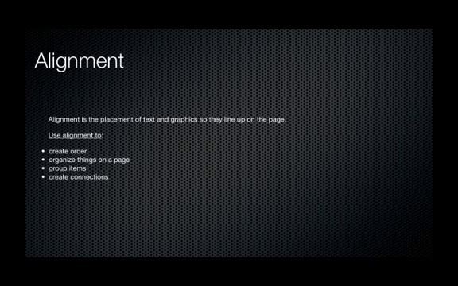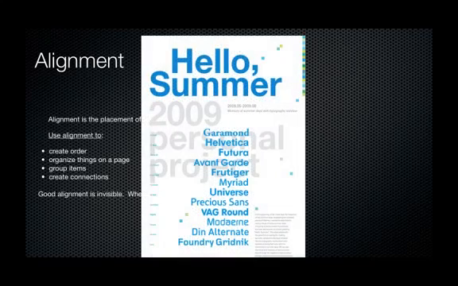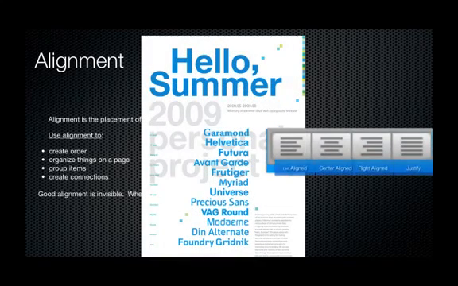If I had each one of these bullet points on random areas of the screen, we might not get that they are connected. Also, good alignment is always invisible. We don't even notice it's there. But when things are out of alignment, we definitely notice. Let's look at an example of different types of alignment.